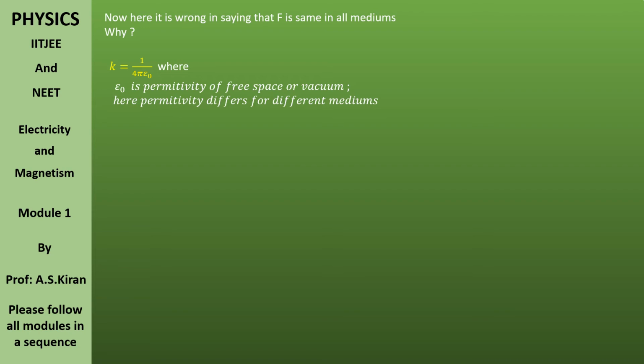Here, K has some other context. Here, K is equals to 1 by 4 pi epsilon naught, where epsilon naught is the permittivity of free space or vacuum. Permittivity differs for different mediums, isn't it? When permittivity differs for different mediums, obviously K will also differ.